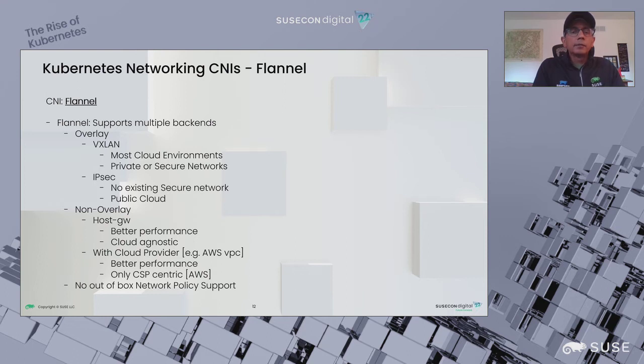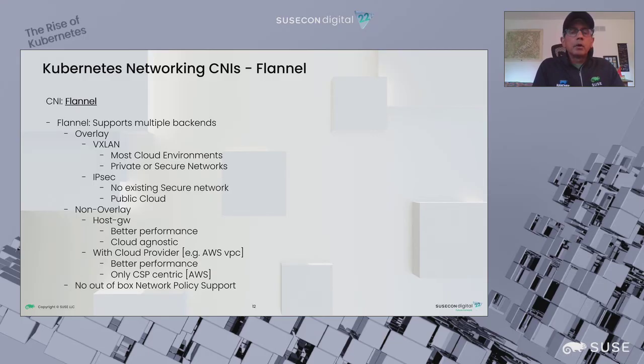So let's start with Flannel. Flannel, as you mentioned, has two modes, overlay or non-overlay. And the overlay can use different backends. VXLAN is commonly used in most cloud environments. And that's the simplest one. It doesn't have any dependencies on any very specific network configurations in the environment. And you can use it on private or secure networks since it's using some encapsulation and then creating the right tunnel to forward the traffic between the pods.